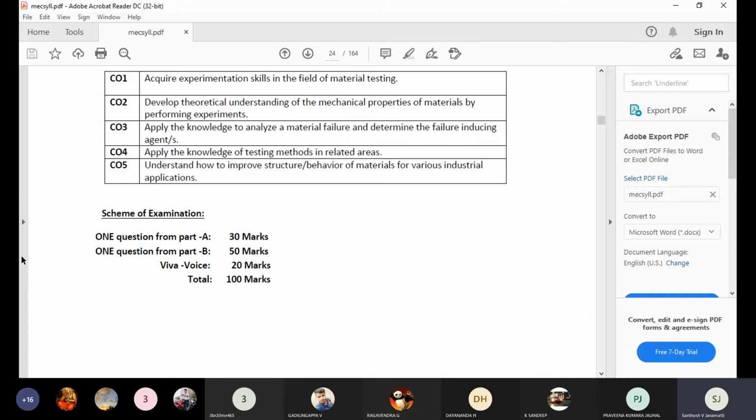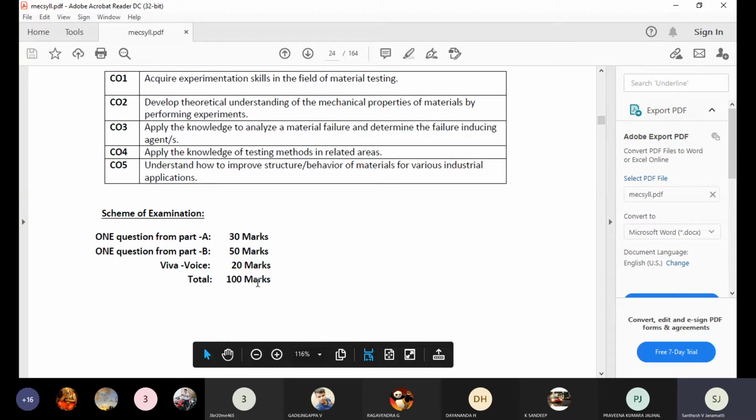Once again I will show you the scheme of evaluation. One question from part A is 30 marks, one question from part B is 50 marks, and the viva voce is 20 marks. In total it is 100 marks.